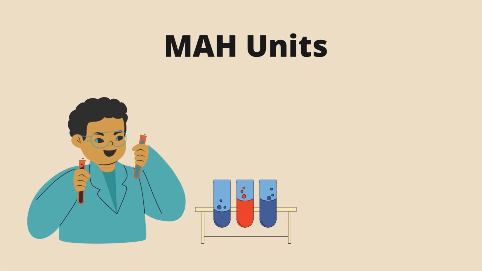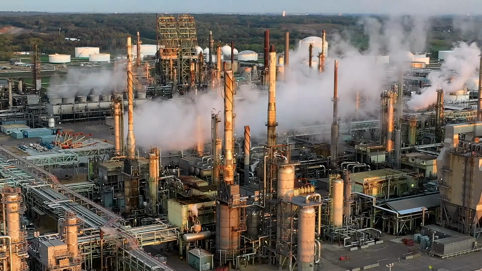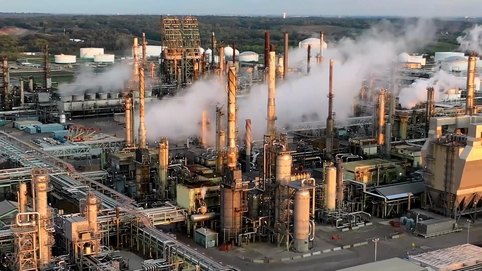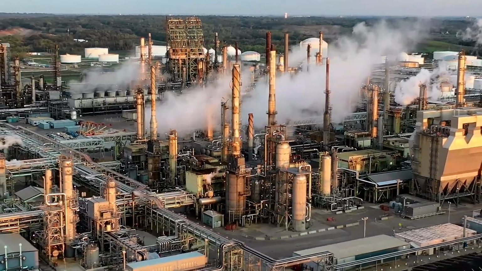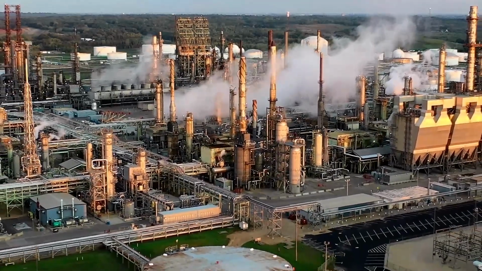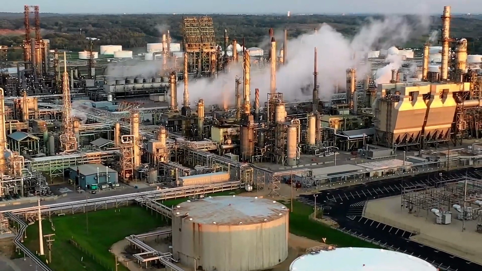Let us see what are MAH units. As per the legislation and Ministry of Environment terminology, a major accident means an incident involving loss of life inside or outside the installation, or 10 or more injuries inside and/or 1 or more injuries outside, or release of toxic chemicals or explosion, or fire or spillage of hazardous chemicals resulting in on-site or off-site emergencies, or damage to equipment leading to stoppage of process or adverse effects to the environment.